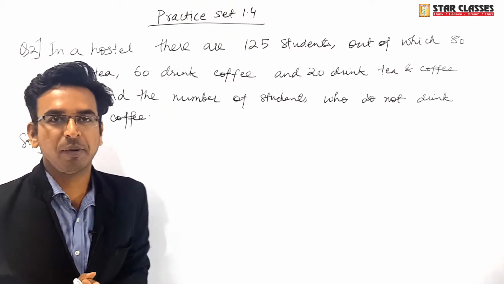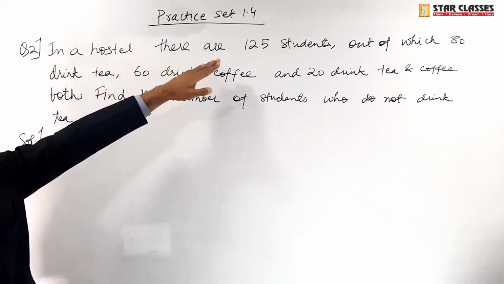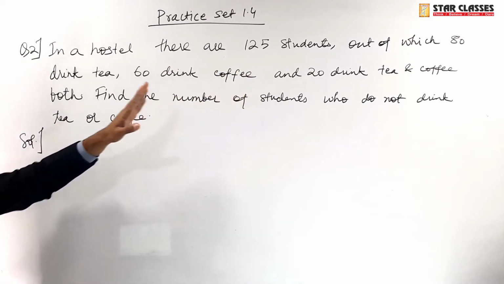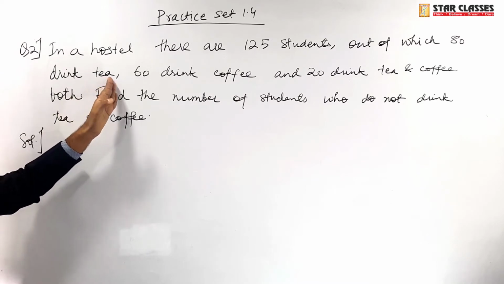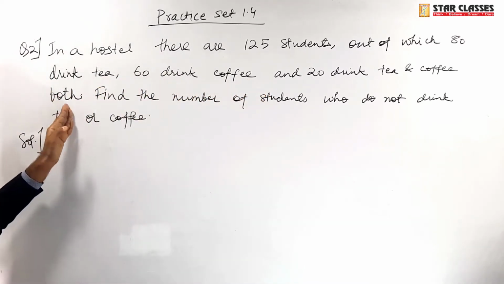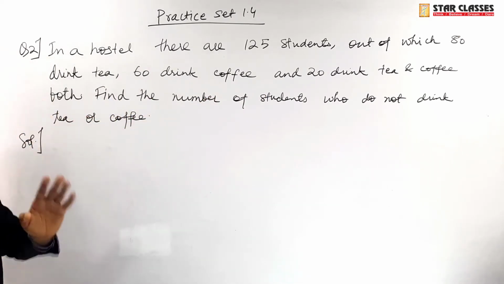Now we will do question number 2. Let us read the problem sum. In a hostel, there are 125 students. So total number of students are 125. Out of which 80 drink tea, 60 drink coffee, and 20 drink tea and coffee both. Find the number of students who do not drink tea or coffee.